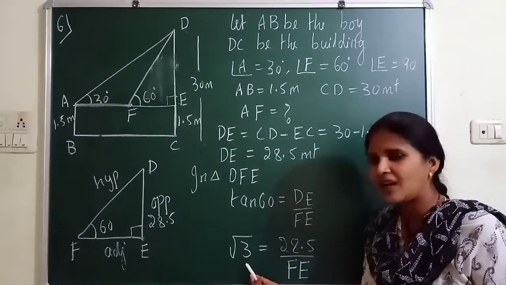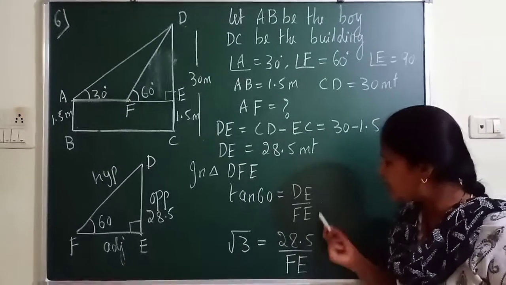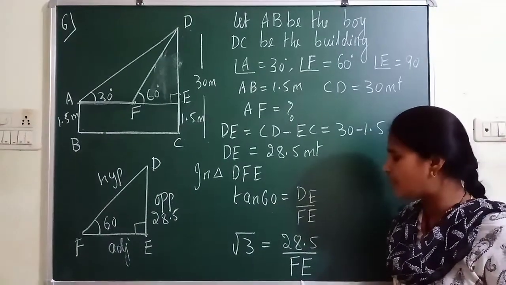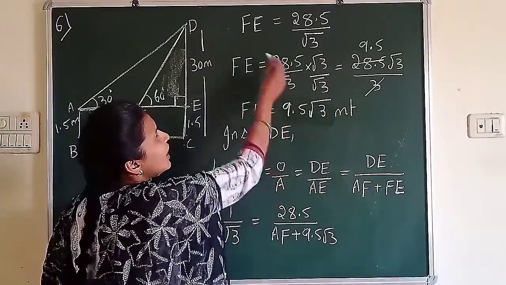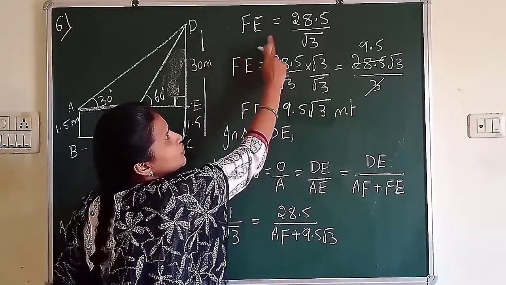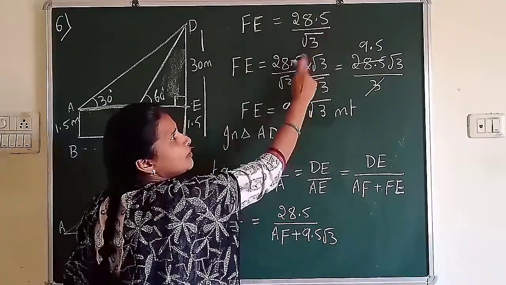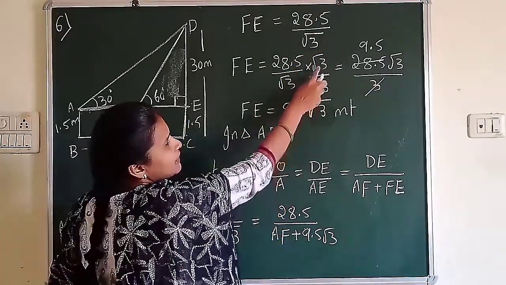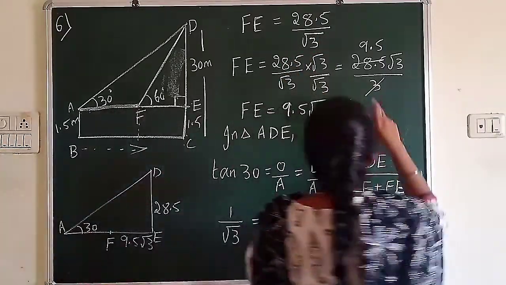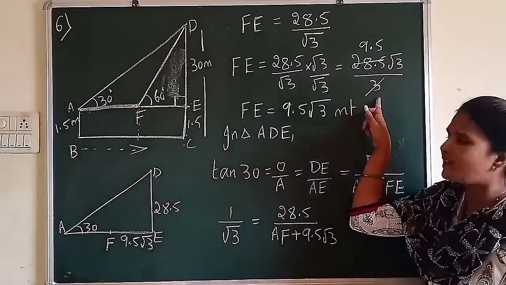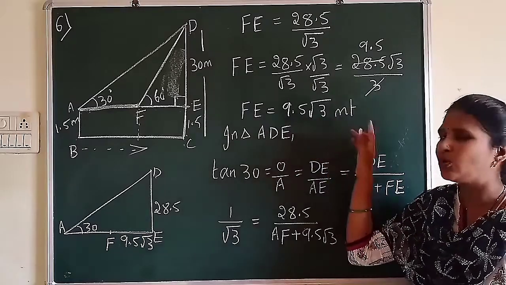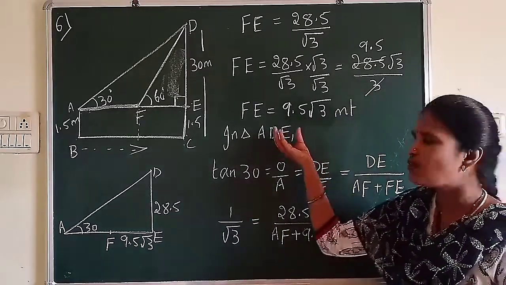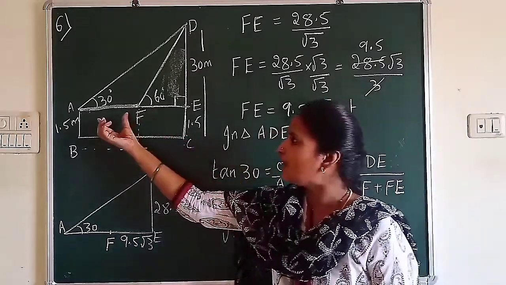What is the tan 60 value? Root 3 equals DE, which is 28.5, divided by FE. Now let us cross multiply and find FE. After cross multiplying, FE equals 28.5 divided by root 3. Multiply and divide by root 3, you get 28.5 root 3 divided by 3. Cancel it. You will get FE equals 9.5 root 3 meter. But this is not our answer. We have to find AF.